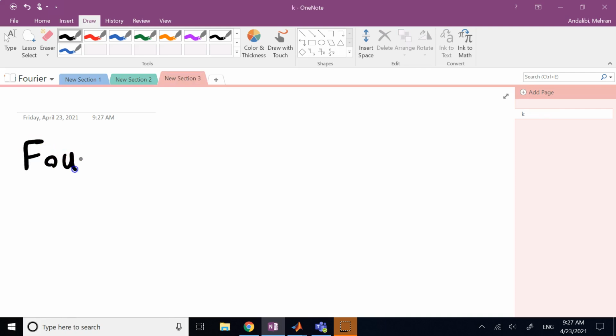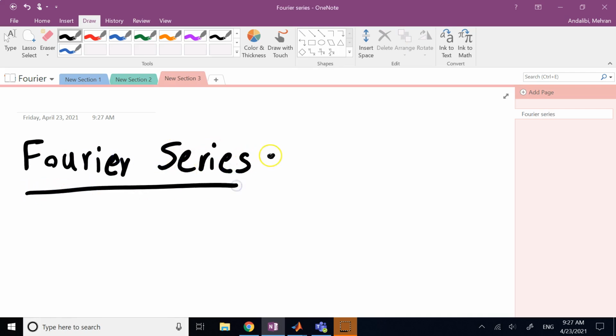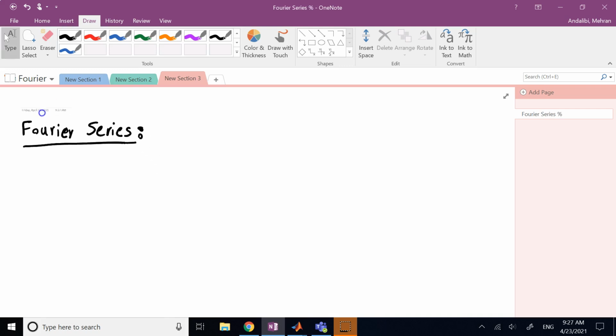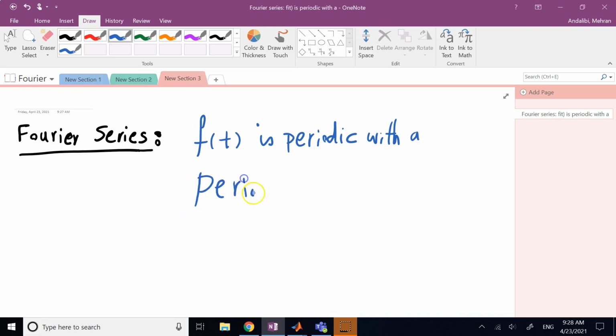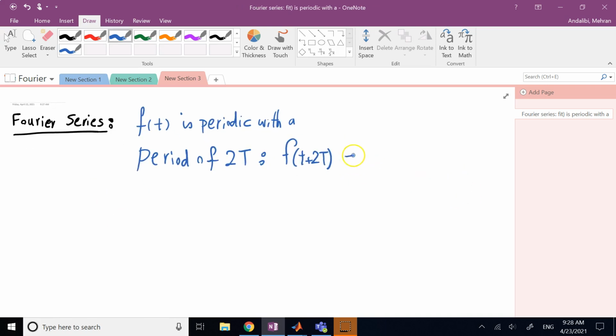So the Fourier series, which is based on the name of the French mathematician Fourier, said that if you have a function with a period of 2t or 2l or whatever you want to call it, so here this f of t is periodic with a period of 2t, which means that the value of f at t plus 2t is the same as the value of f at t.